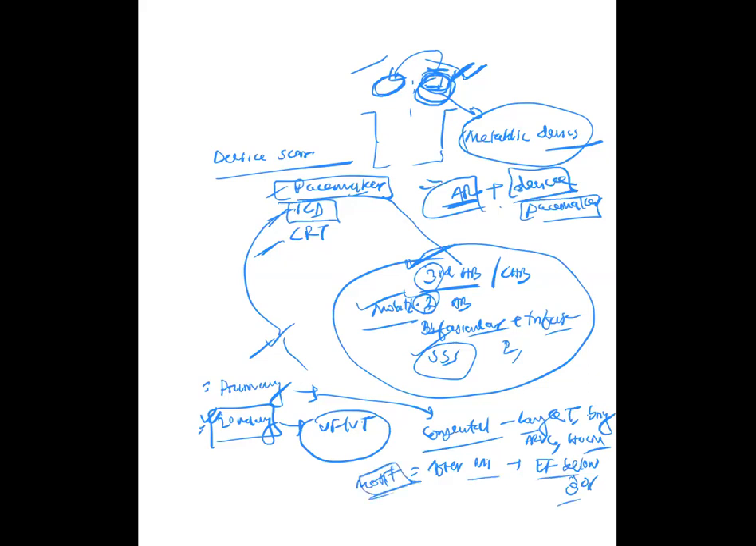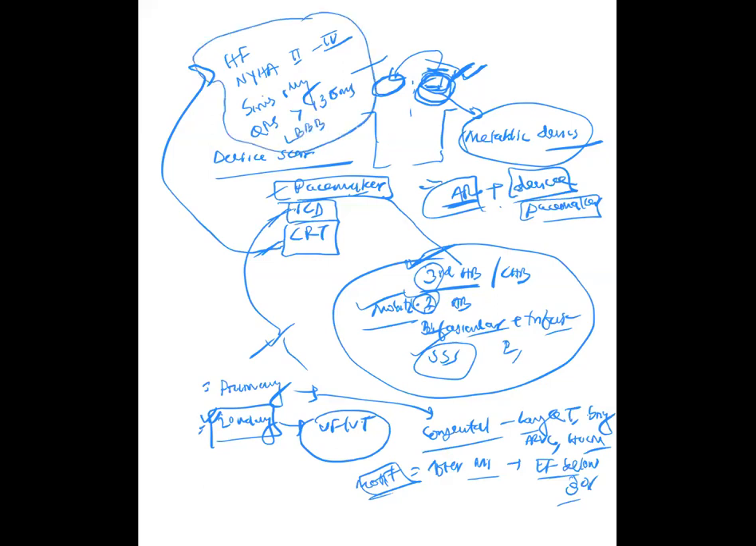Lastly, that is the CRT device, cardiac resynchronization therapy. Where is it done? If a patient develops heart failure with symptoms, NYHA class 2 to 4, and you have checked the ECG, the ECG is sinus rhythm but the QRS complex is wide, more than 130 milliseconds, and the patient has an LBBB pattern, those are the indications for giving CRT.